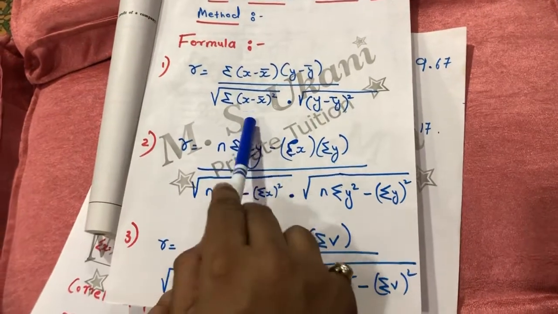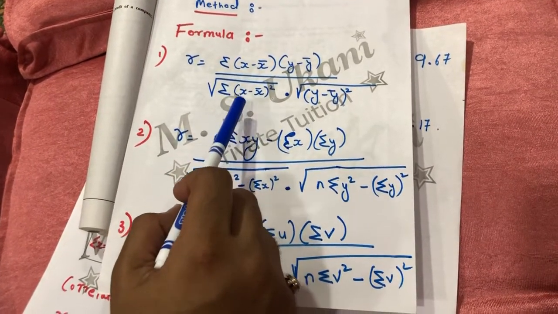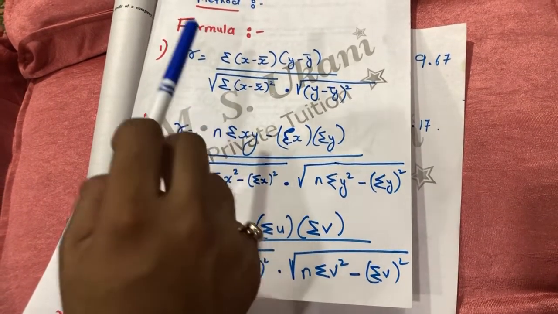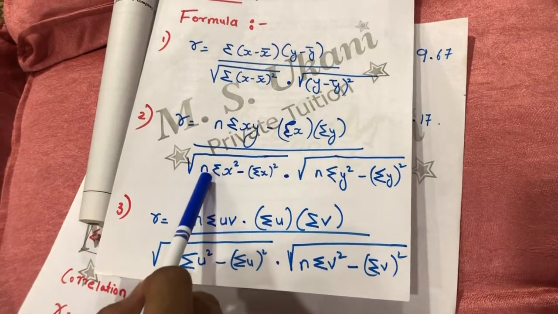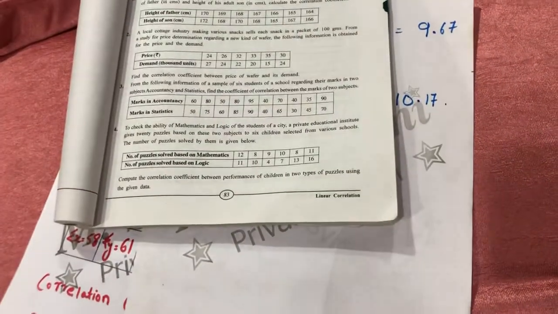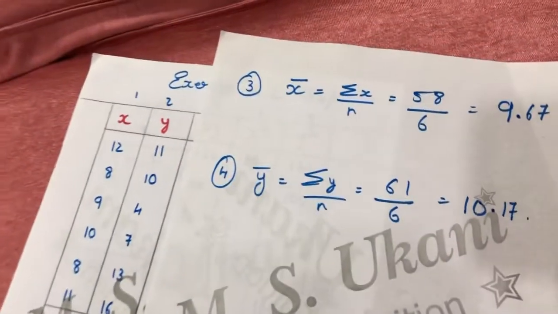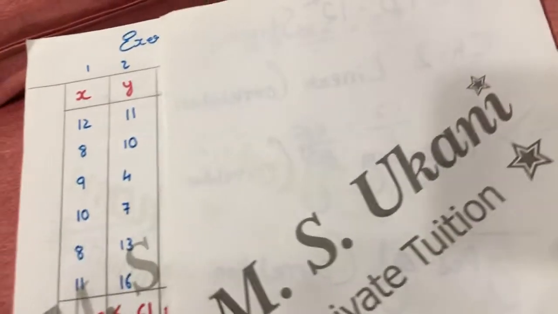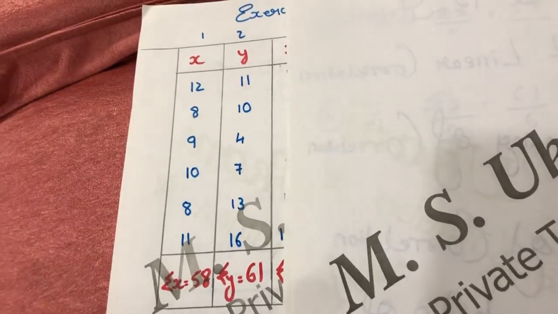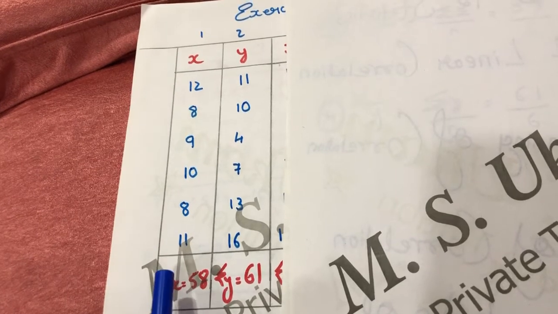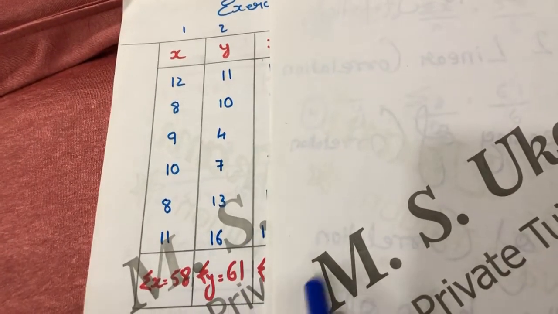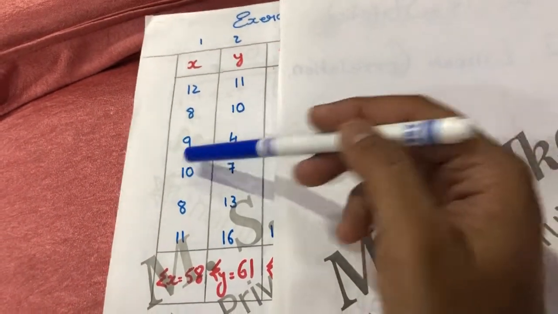As you know that the first formula I had already explained, when the x bar and y bar come in positive and below 100, then we will use the first formula. Now let us move towards the second formula. So here the first 2 columns are already given in the question. That is x, the number of puzzles solved based on mathematics, and y is the number of puzzles solved on logic based questions.